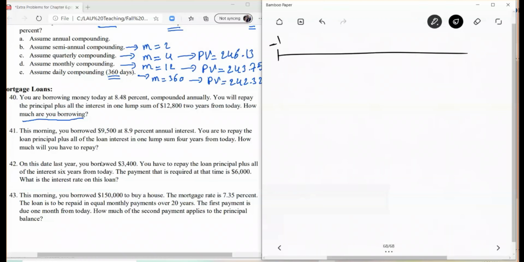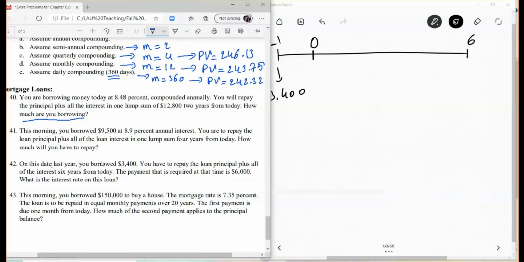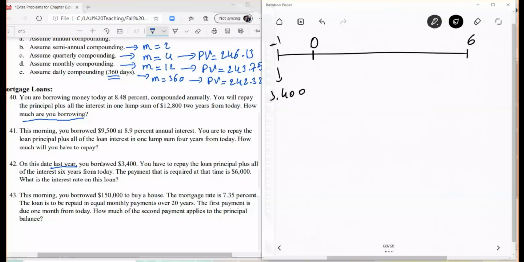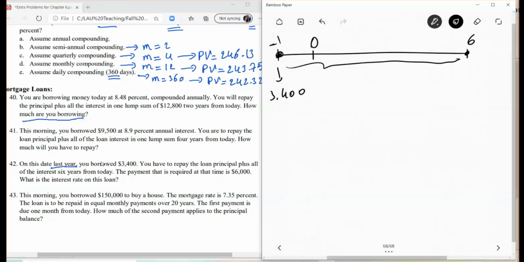So this is last year, you took $3,400. You have to repay the loan principal plus all of the interest 6 years from today. So here the trick is to determine that N is 7 and not 6 years. Because you took the loan last year, you took the loan in year -1, and you need to repay the loan 6 years from today. So between year -1 and year 6, I have 7 years.